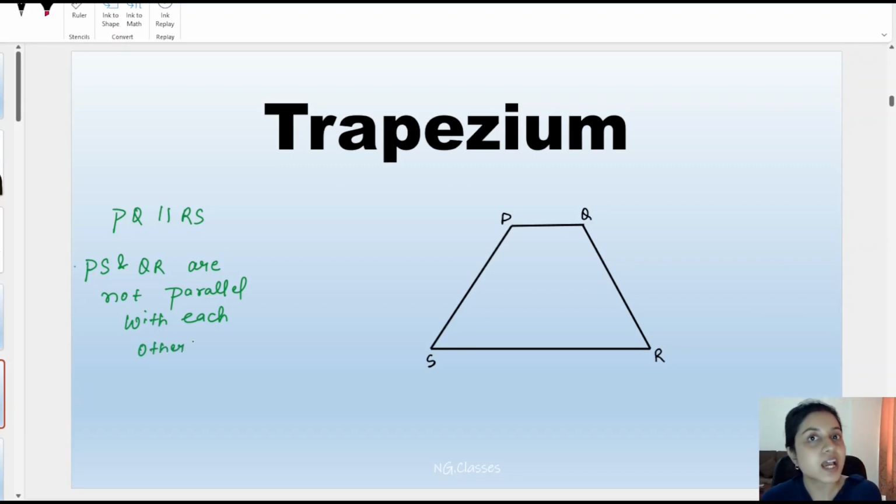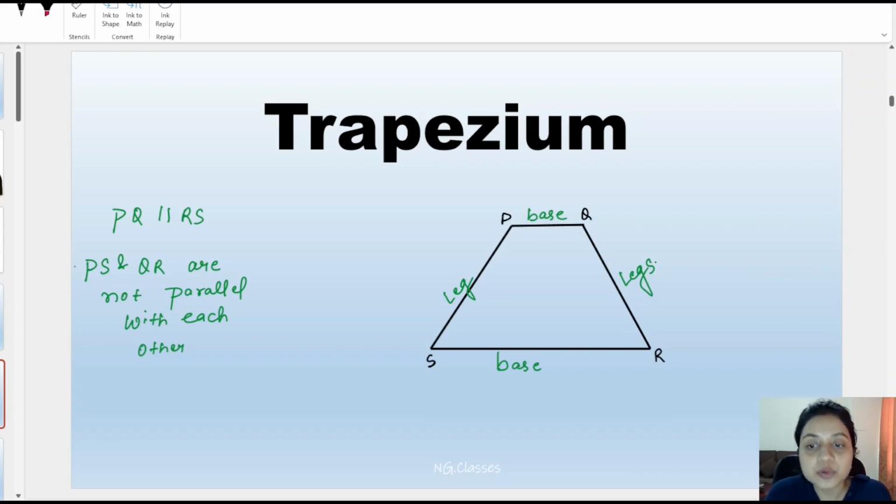The parallel sides of the trapezium are known as bases of the trapezium. So side PQ is known as a base of the trapezium, and also side RS is known as a base of the trapezium, whereas sides PS and QR are known as legs of the trapezium. So non-parallel sides of a trapezium are known as legs of the trapezium.